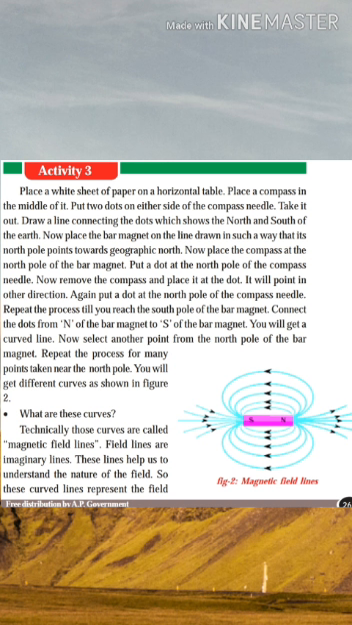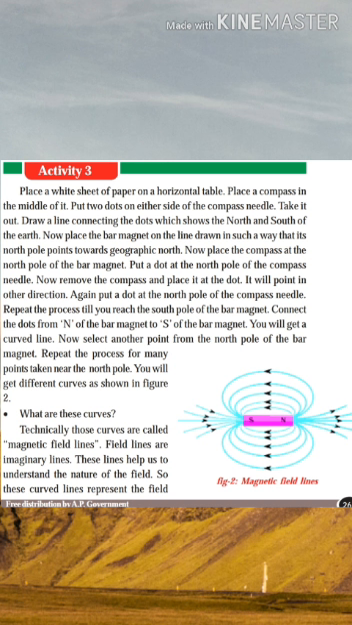Next, lines of magnetic field. You know that the direction of the field can be determined by using a compass. Let us find how to determine the strength of the field. Now, place a white sheet of paper on a horizontal table. Place a compass in the middle of it. Put dots on either side of the compass needle. Take it out. Draw a line connecting the dots, which shows the north-south direction of the earth.